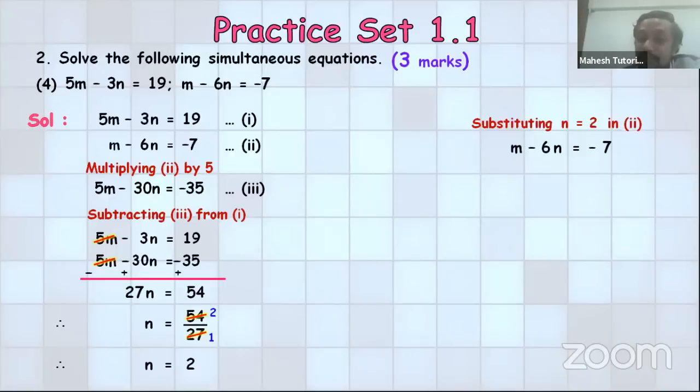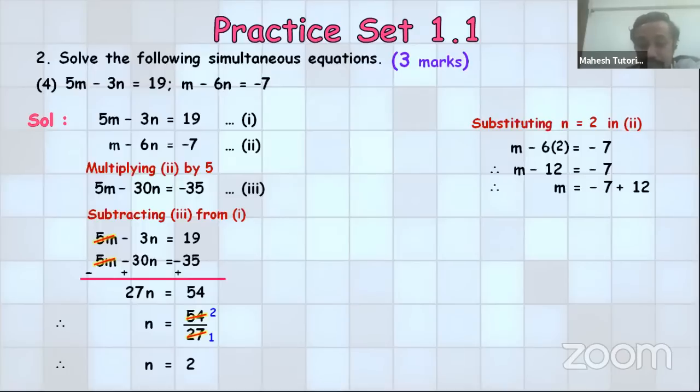In place of n, what is the value that we are going to put? 2. All right. So in place of n we'll put the value as 2. Okay. Moving further. Now keeping m as it is, 6 2s will give me how much, students? 12. And then keeping it as it is, equal to minus 7. We are keeping m in its place, and minus 7 in its place.